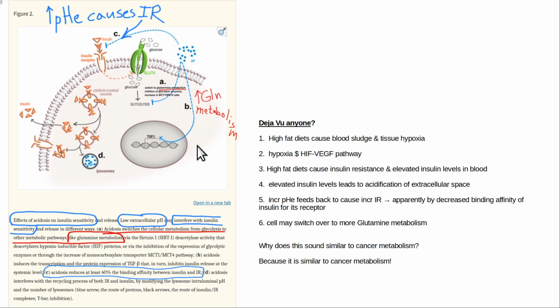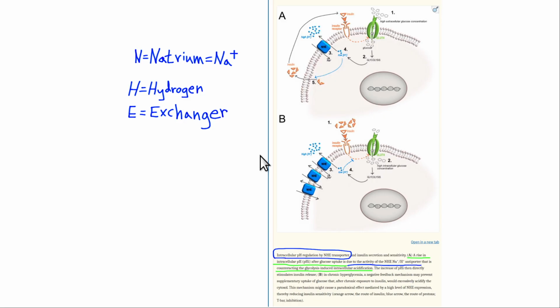But you're seeing all kinds of changes. A change to more and more anaerobic metabolism. The high-fat diet is causing blood sludge and tissue hypoxia. Hypoxia activates the hypoxia-inducible factor and VEGF, vascular endothelial growth factor, pathways. So what I'm trying to say here is, just like high-fat diets push towards diabetes, they also push towards tissue hypoxia, and they also push towards a form of metabolism that seems very similar to cancer. Okay, so that's important. The reason they sound similar is because they are similar.